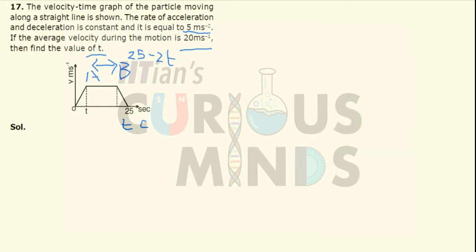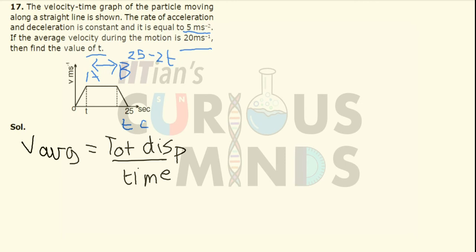Let us proceed with the average velocity. V average over here is equal to total displacement upon total time. The total displacement in this case is unknown. The average velocity is equal to 20, which equals total displacement, let it be s, upon total time. The total time taken is equal to 25. So the total displacement will be equal to 25 into 20, which will be equal to 500 meter.